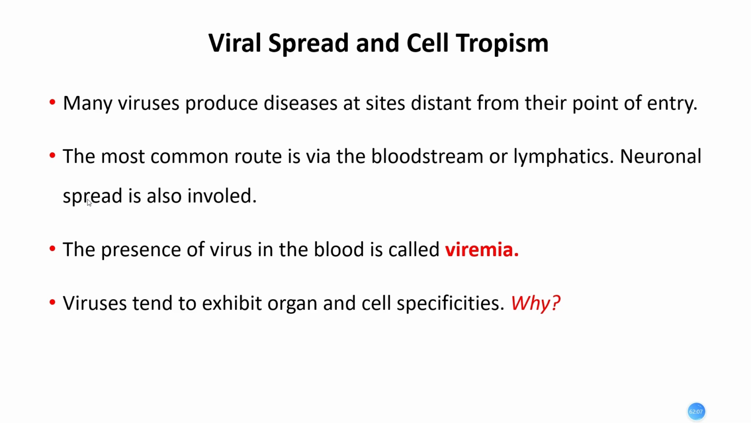Think about the four steps of virus infection. The first step is attachment, so it requires the expression of a specific receptor. And the receptor expression is cell specific. Some cells would express that receptor while other cells don't. So that's why virus infection exhibits organ and cell specificities.